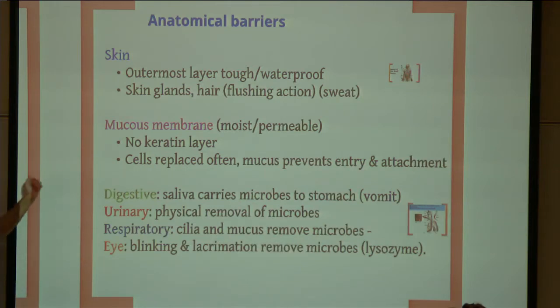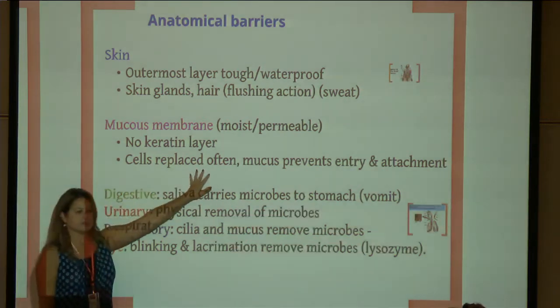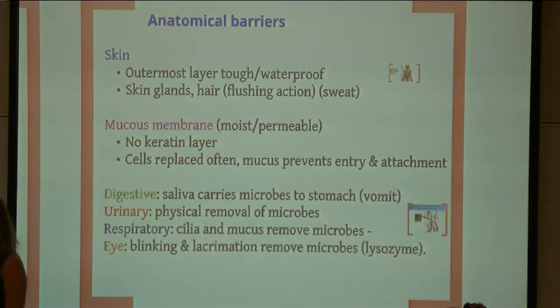You don't see the keratin layer with mucous membranes. You see that layer of mucus. We know epithelial tissue cells are replaced very often. Looking at skin, for example, those deeper layers take about 32 days to rise to the surface. So you always have the sloughing off of skin, which helps prevent entry as well.